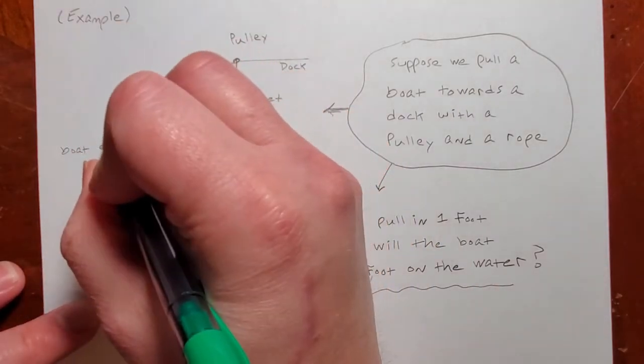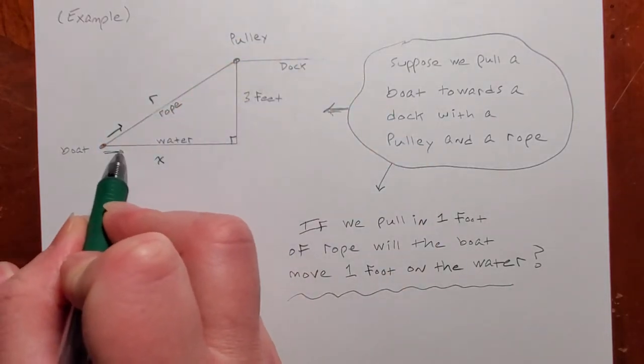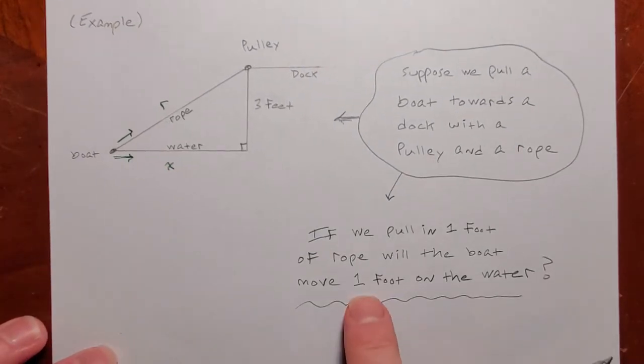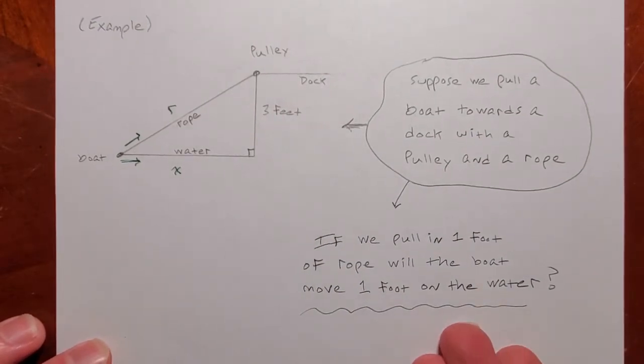So if we pull in 1 foot this way, then the boat will move like this. That's just how it is. But does it also move a foot? What does your instinct tell you about that? Does it move a little bit more? Do you think it'll move less? Okay. If you have some instinct, or if you at least think about that question, maybe you're like, I don't know. But at least if you think about it, I think the math will make a little more sense.